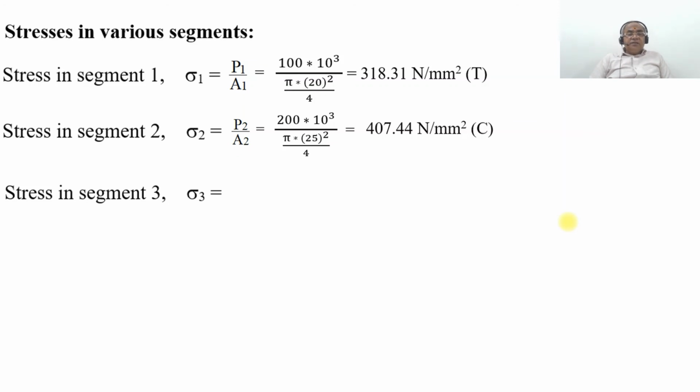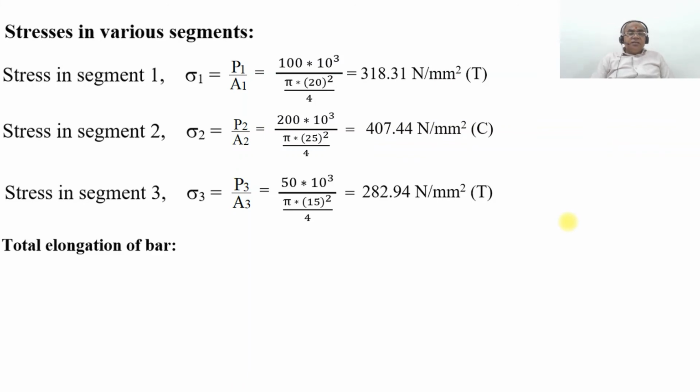Stress in the segment 3, sigma 3, will be equal to P3 by A3, which is equal to 50 into 10 to the power of 3 by pi by 4 into 15 square. Again, 282.94 Newton per mm square, which will be tensile. So what is the total elongation of the bar? The total elongation of the bar, considering E is equal to 195 into 10 to the power of 3 Newton per mm square.